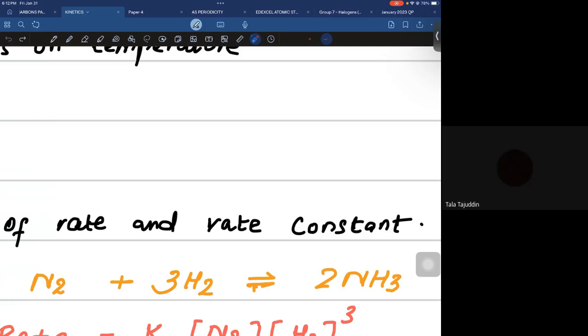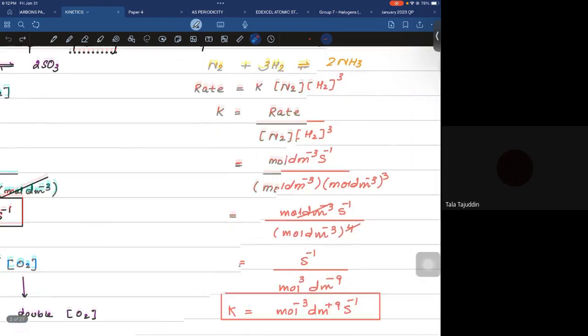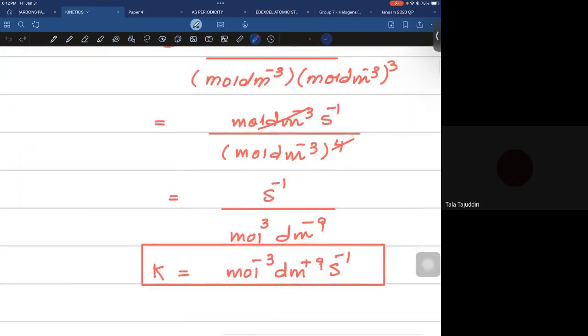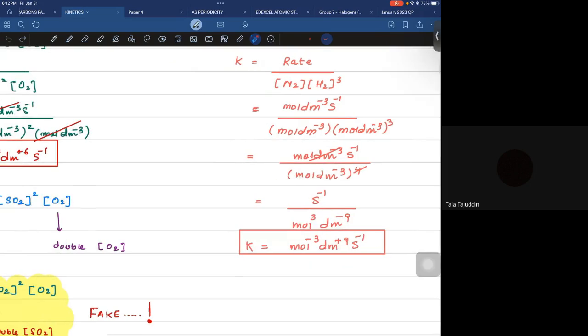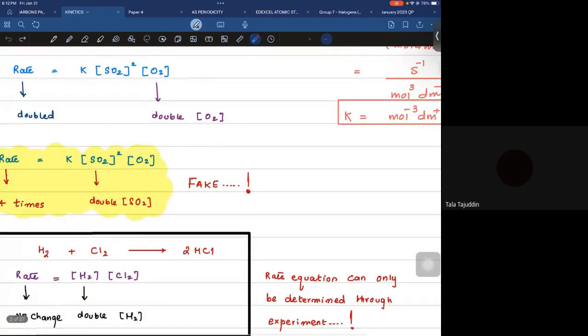Sir, is it mole^3, dm^9, and s^-1? Mole^-3, dm^+9, and per second. Okay. Okay, sir.